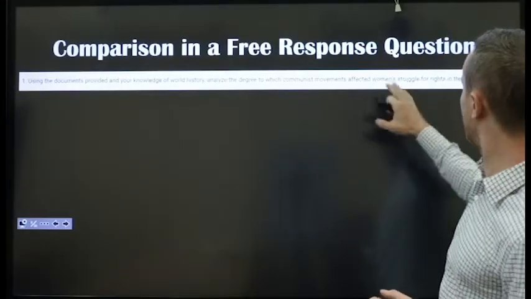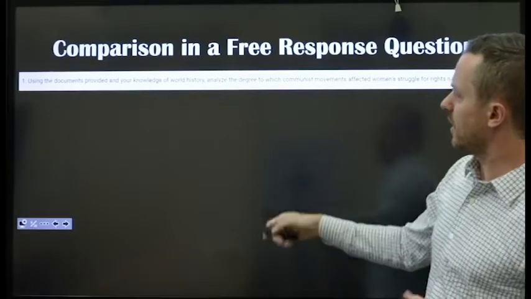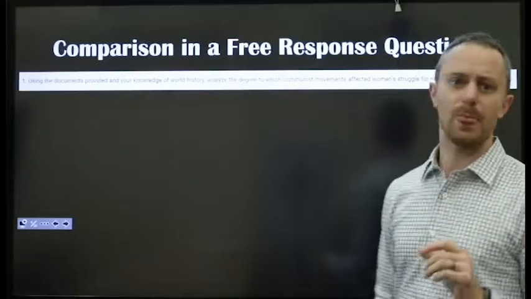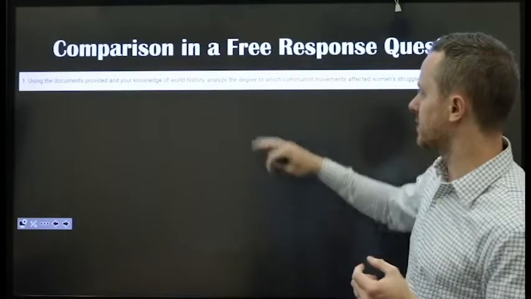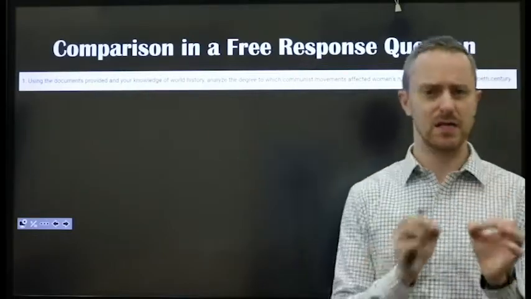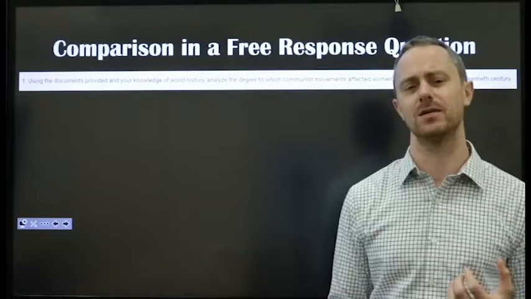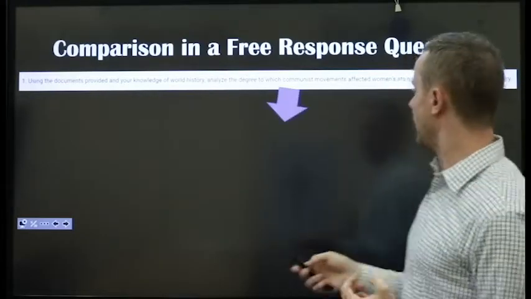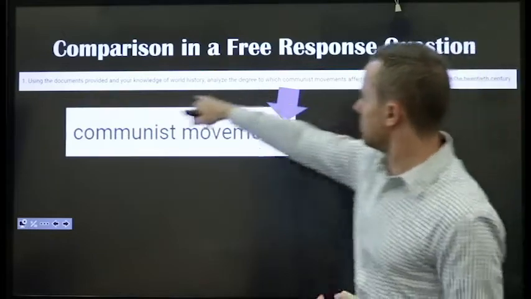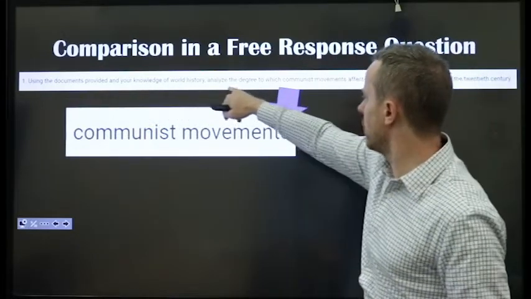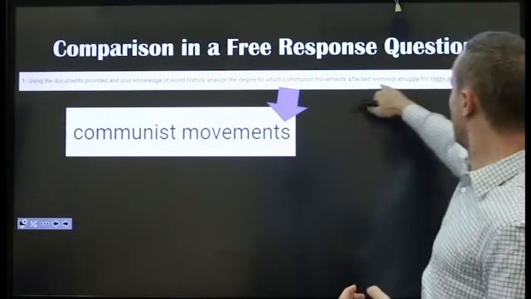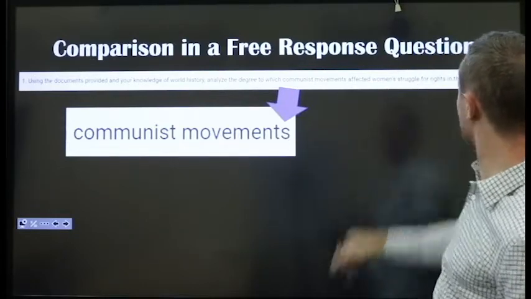Next, I have a free response question. This is a DBQ, which we haven't necessarily covered yet in your class, but it doesn't matter. We're looking at the prompt to identify these key words so that we know which thinking skill, in this case comparison, most likely is what we're looking for here. I want you to look at the prompt. It says, using the documents and your knowledge of history, analyze the degree to which communist movements affected women's struggle for rights in the 20th century.